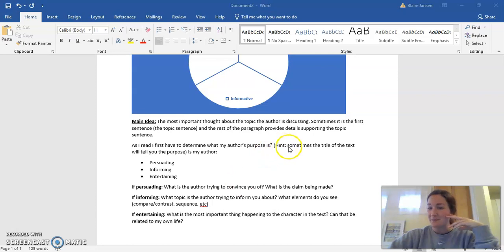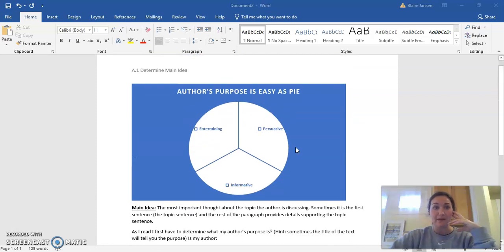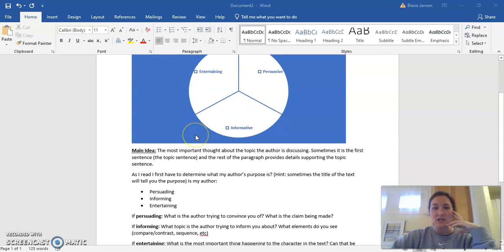One kind of pro tip is that sometimes the title of the text you're reading will tell you what the author's purpose is, which is very fascinating when the author kind of gives us the purpose by giving us a title that hints at it. We're going to look now at IXL. Take a moment and pull up A1, determining the main idea, and we'll see if we can walk through these steps together.